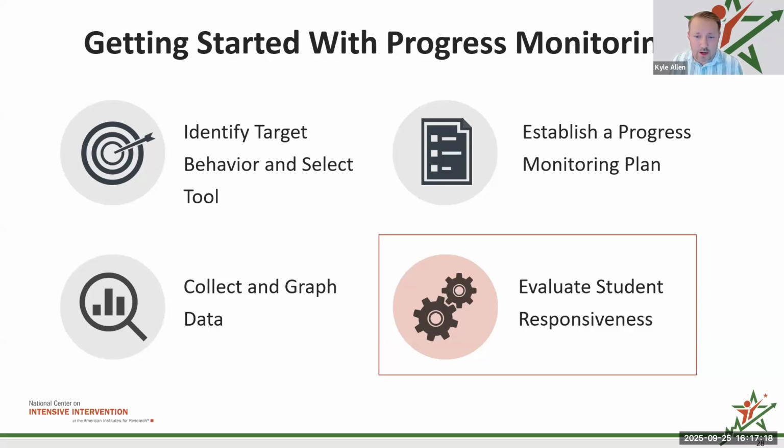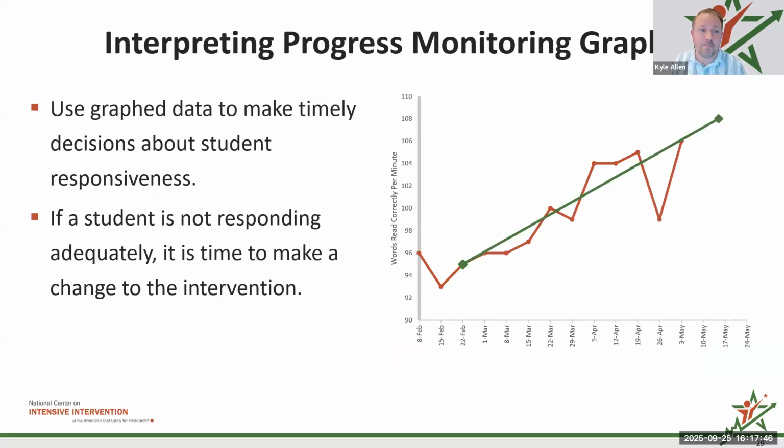So we collect all this information and then we just let it sit, whether it's on a shelf or in a software or in a spreadsheet, wherever it may be. And I'm like, well, you did all the work. Now let's make it work for us. So if you're going to work for data, make data work for you. And that is really when we talk about evaluating the responsiveness of the student, which again is the definition of progress monitoring. So what we're really talking about here is interpreting the progress monitoring graphs.